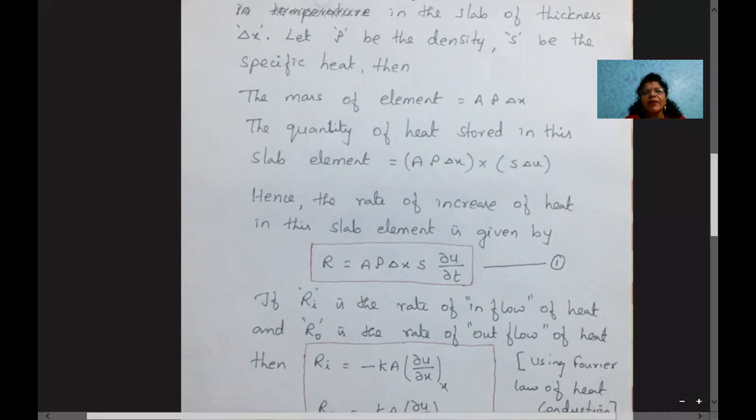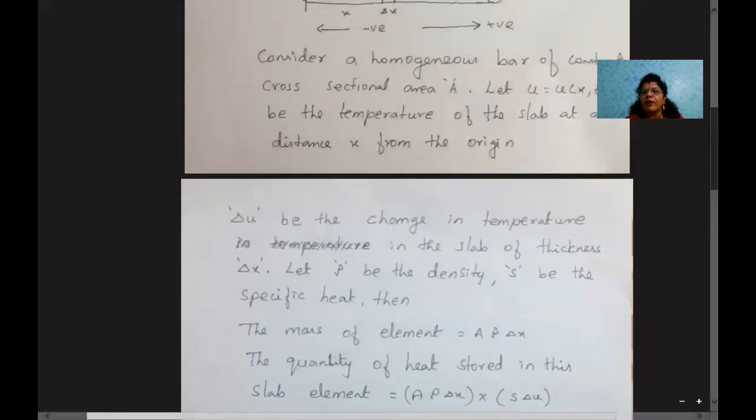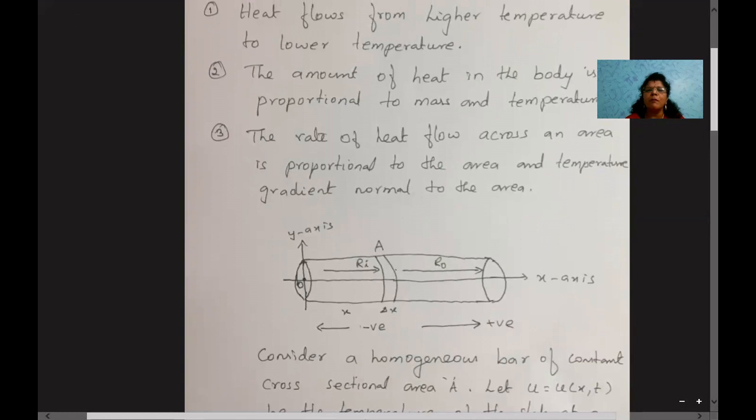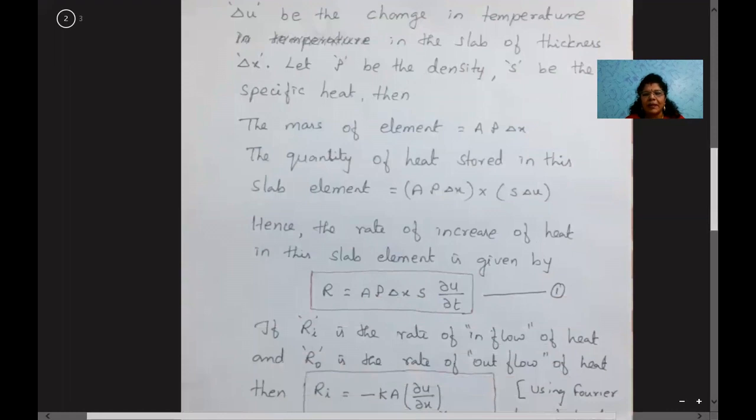Now, the quantity of heat stored in this slab element: using the second empirical law of heat flow, the amount of heat in the body is proportional to mass and temperature. The quantity of heat stored in this slab element is mass into temperature. Mass, from above, is A rho delta x, and for temperature, delta u is the change in temperature and S is the specific heat.